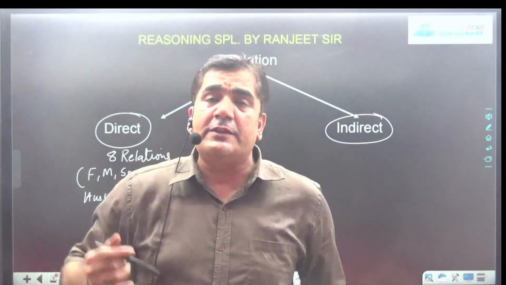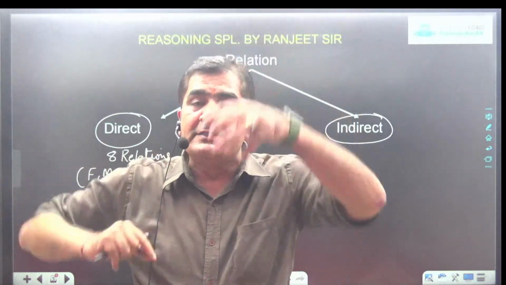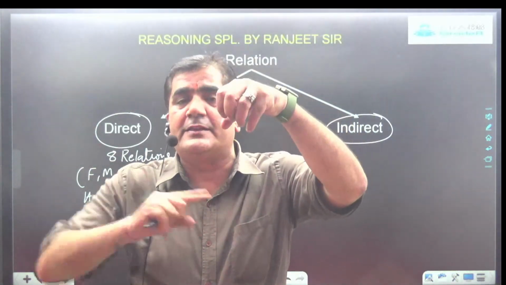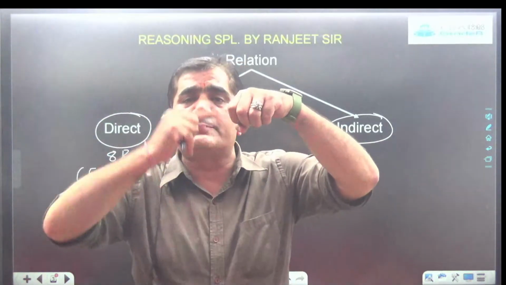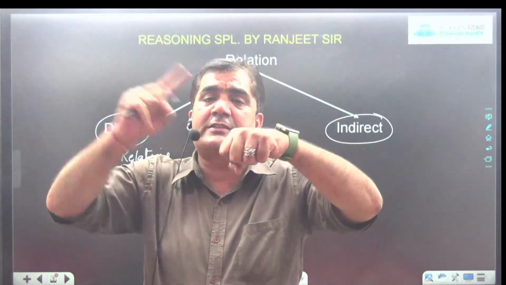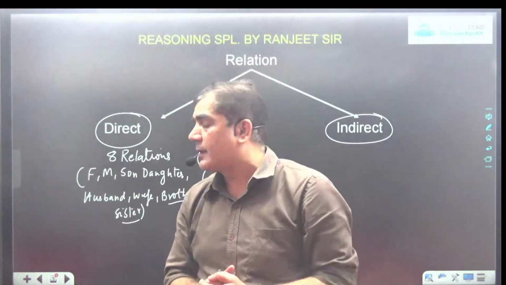So this relation between uncle and me has been created by my father. See, if my father is not in between, then this relation is not possible. Because my uncle knows my father, I know my father, and my father has created the relation as uncle and nephew.